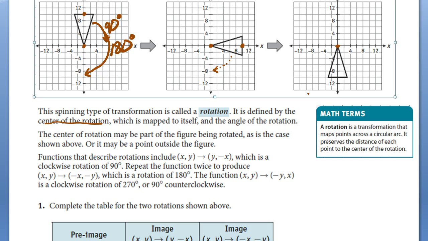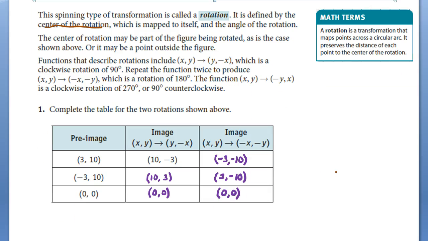This last example, the function x, y goes to negative y, x, is a clockwise rotation of 270 degrees, or 3/4 of a turn. Moving clockwise 270 degrees is the same thing as moving counterclockwise 90 degrees. Number 1, complete the table for the two rotations shown above.